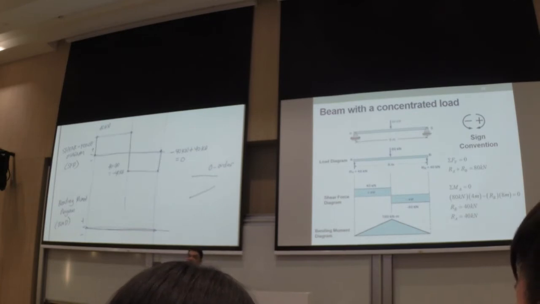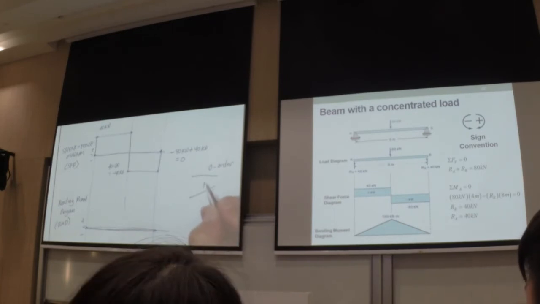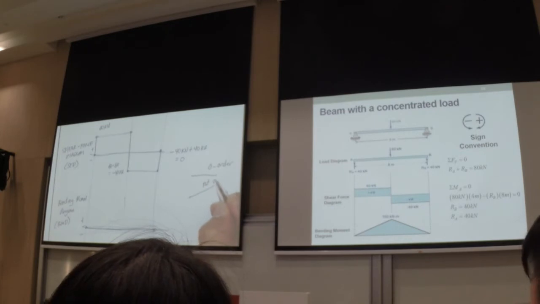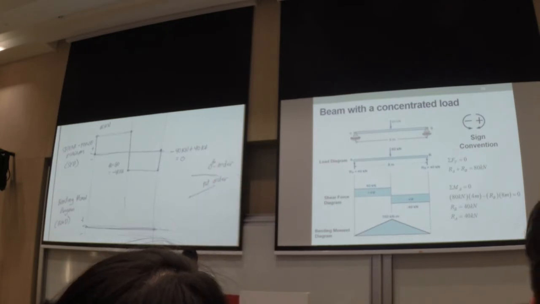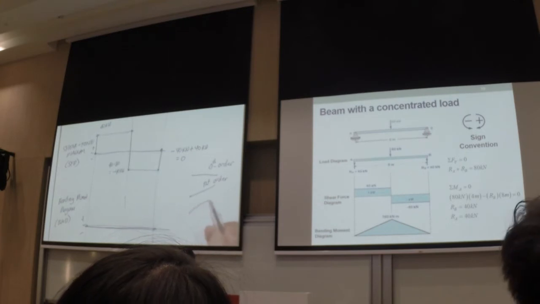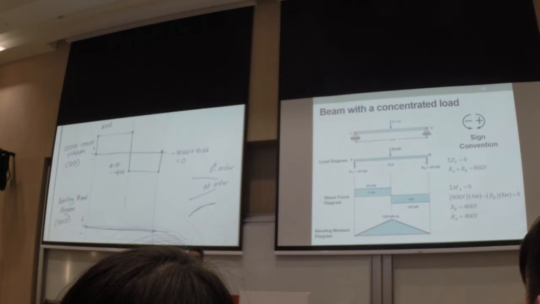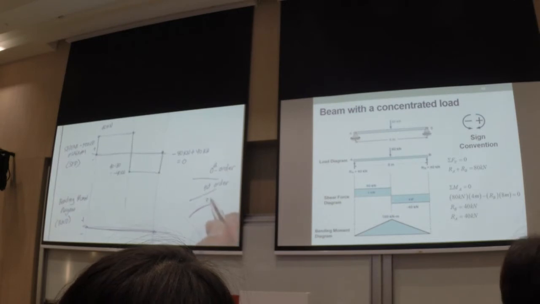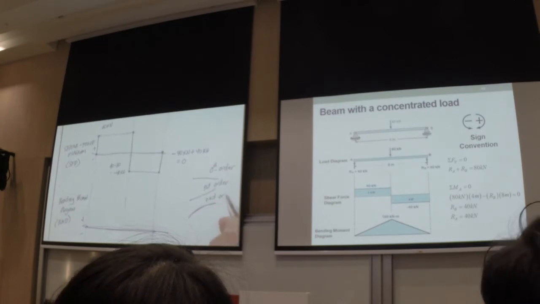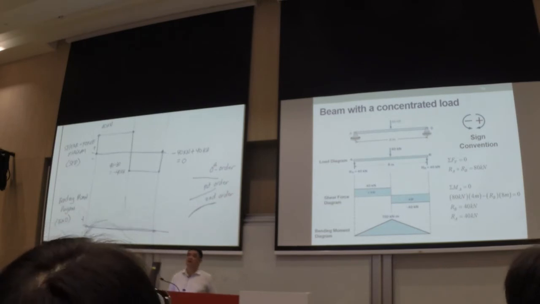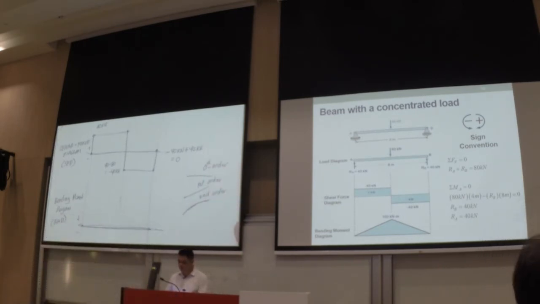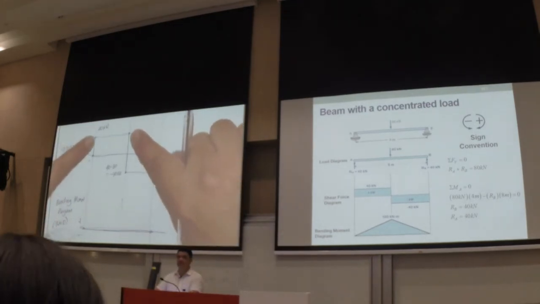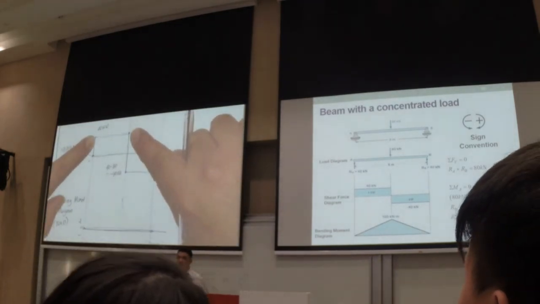Diagonal line, first order. So 0th order, first order, and we have this curve here. We simply call this one a second order curve. All right, 0th order, first order, second order. Now, this one is a first order, or sorry, 0th order.